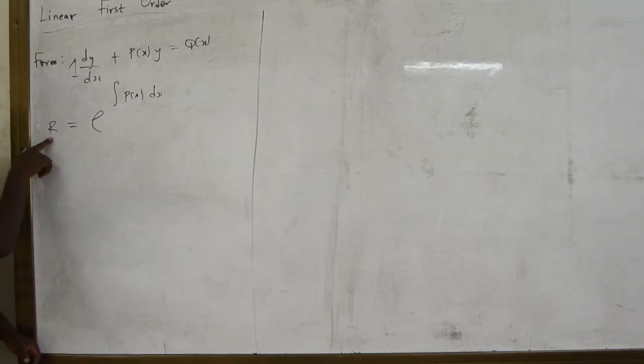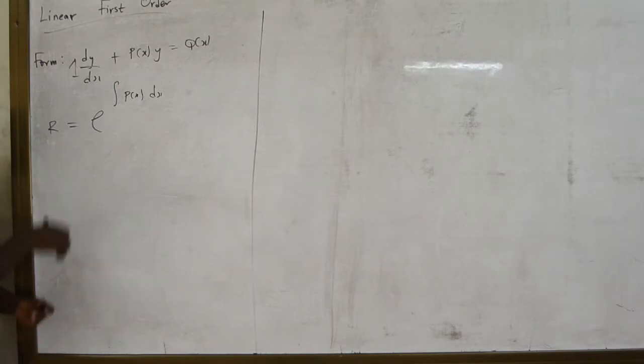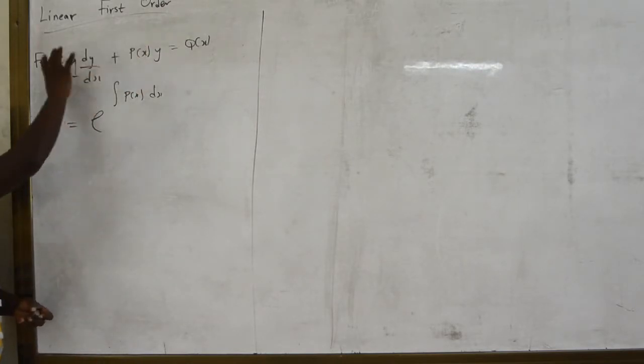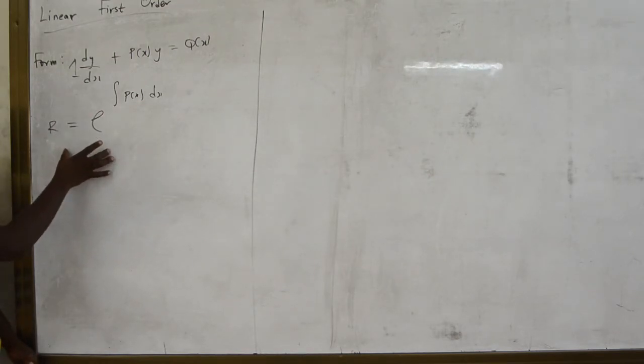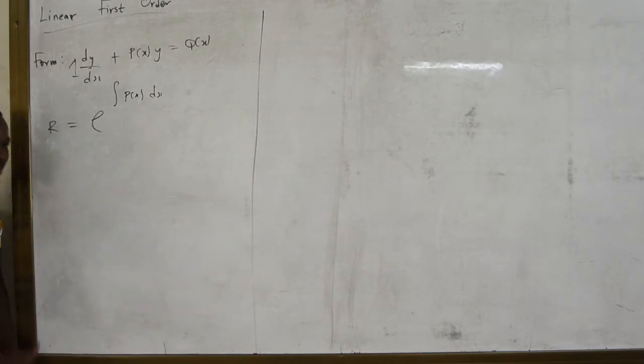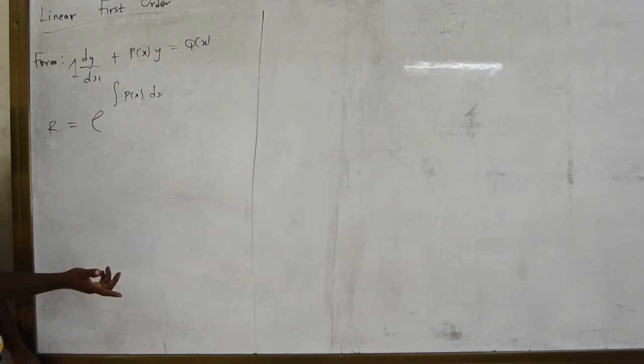So after getting the integrating factor r, you go back to the original equation and multiply through by the integrating factor r. After multiplying through by the integrating factor r, you then multiply the whole equation by dx. You'll just solve it as a separation of variables.